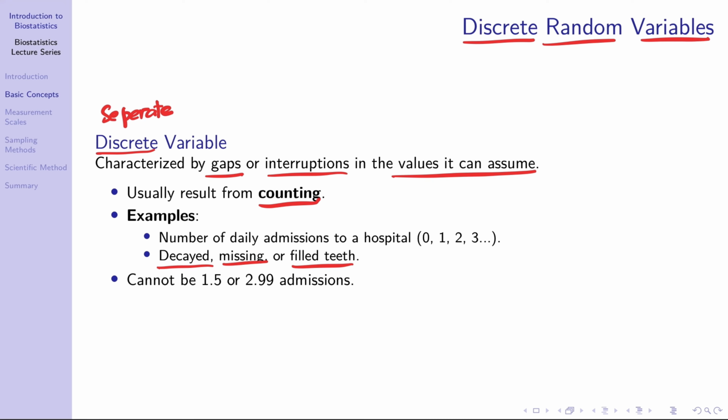For example, if you take the number of admissions, there cannot be 1.5 or 2.99 admissions. When you count, you're always counting in whole numbers, so when we do counting here, we always assume a discrete random variable. We can analogize this to a step. For example, if you're counting the number of steps, there is no 2.5 steps. As it moves on, there is a discrete number of steps.